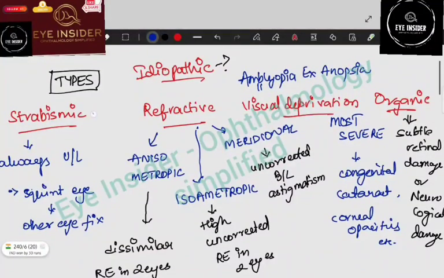In strabismic amblyopia, it is due to squint in one eye and the other eye takes the fixation. The squinting eye goes into amblyopia, so it is commonly unilateral.